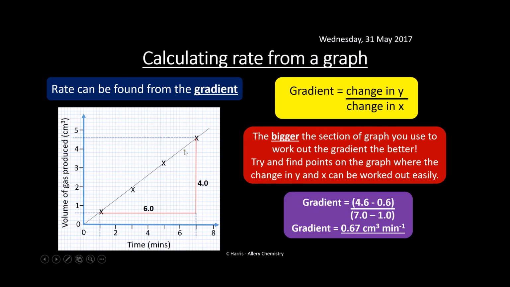Now the units for this is just that divided by that. So it's centimetres cubed per minute. That's always the units of a gradient. Look at the units on the actual graph.